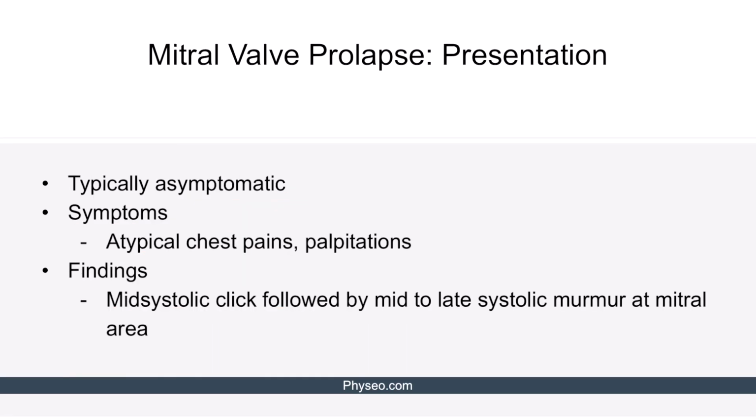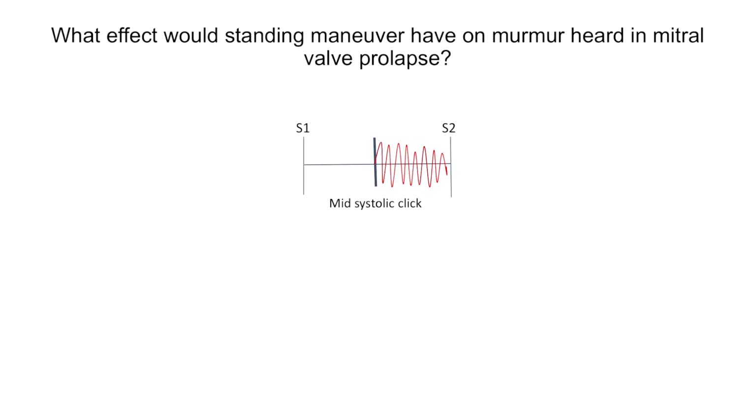Mitral valve prolapse is typically asymptomatic, but can cause atypical chest pains and palpitations. The murmur produced by mitral valve prolapse is described as a mid-systolic click followed by a mid to late systolic murmur at the mitral area, typically found at the fifth intercostal space at the mid-clavicular line. What effect would a standing maneuver have on the murmur heard in mitral valve prolapse?